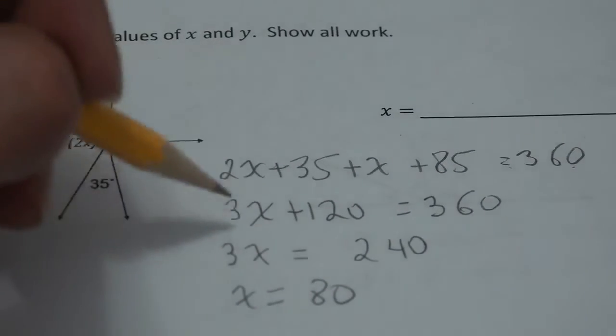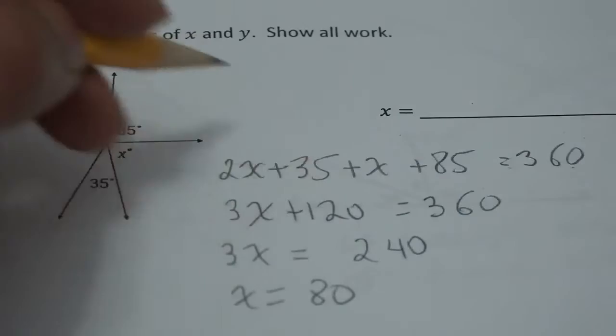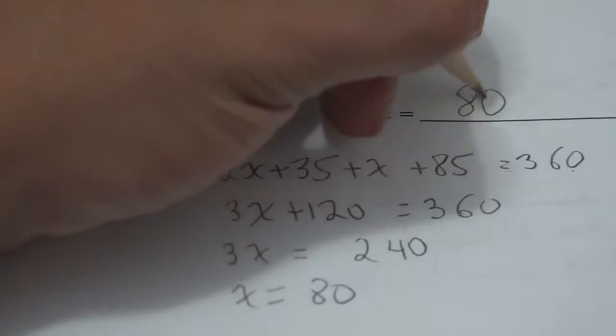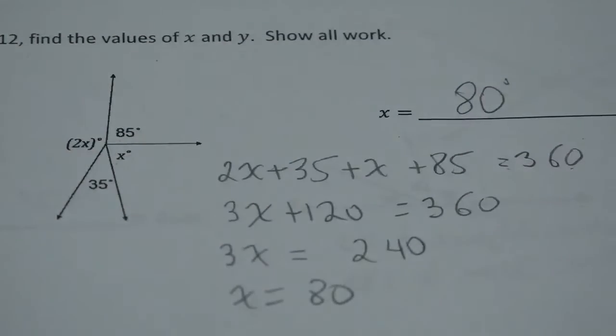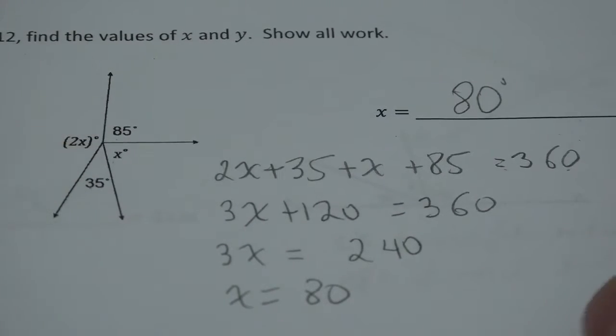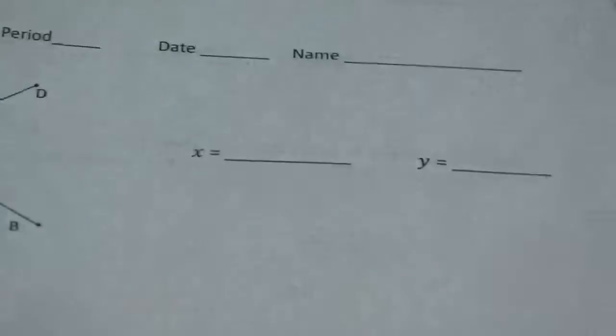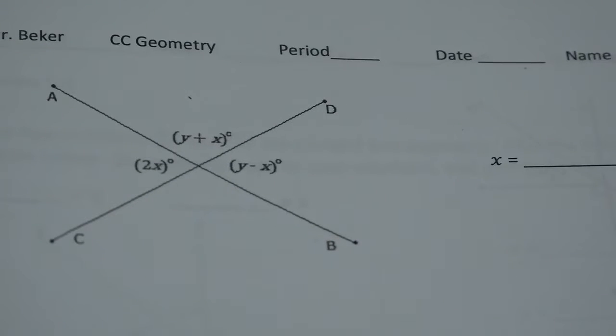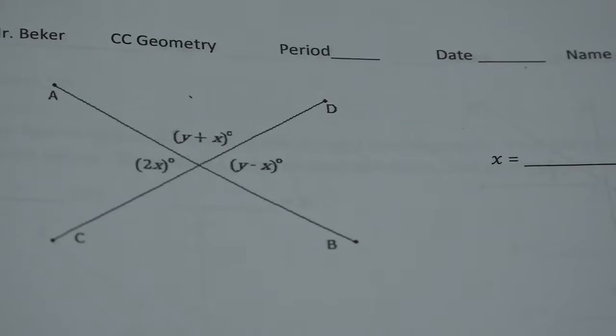I don't need to go subtract on both sides and do this and they cancel out. No. So x is 80. Alright, remember you gotta show all the work, therefore you have to know the concepts. Let's move on to the next problem. Here I'm supposed to find the value of x and the value of y.